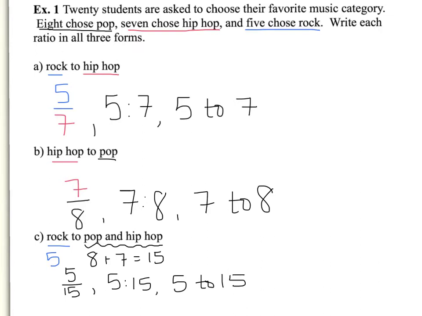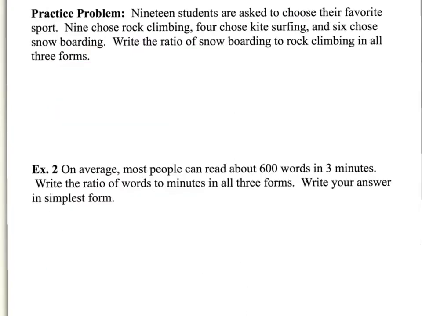Now let's have you try. Here's the practice problem. 19 students are asked to choose their favorite sport. 9 chose rock climbing, 4 chose kite surfing, and 6 chose snowboarding. Write the ratio of snowboarding to rock climbing in all three forms. Go ahead and pause the video, give it a shot on your own, and then resume once you have your answer.